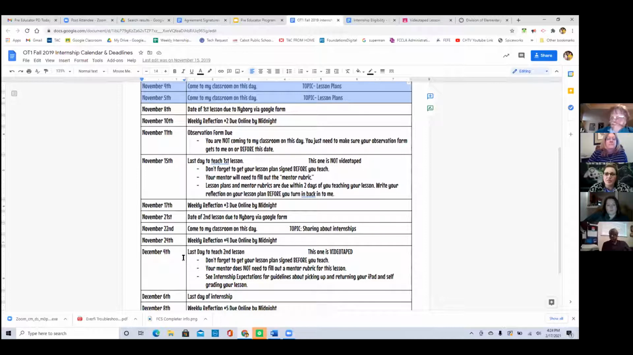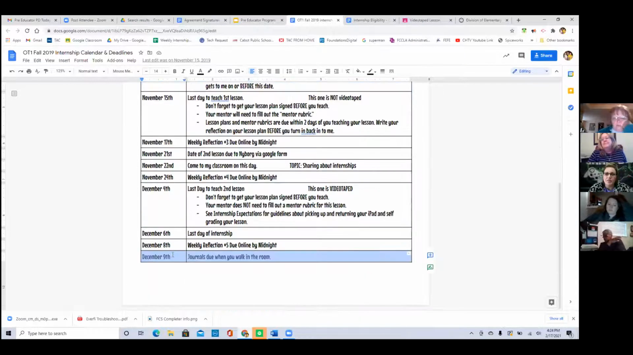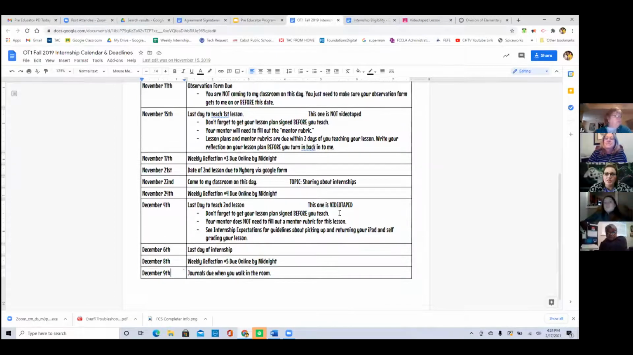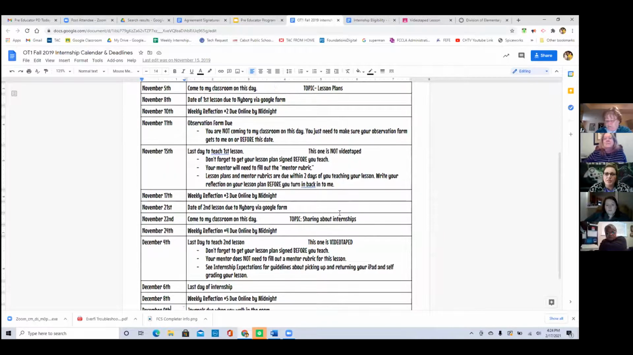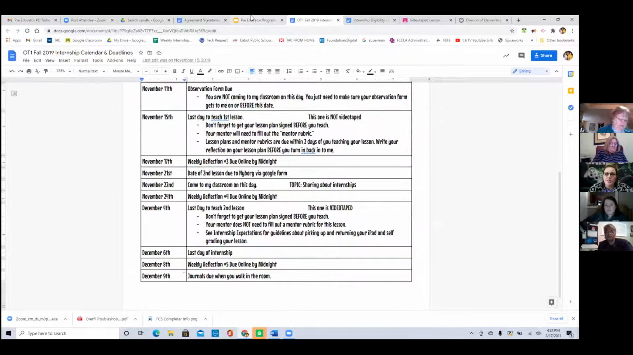And then they have journals, and those are due when they walk in the room on the first day back after internships are over. While they're there, they teach two lessons. For the one that is not videotaped, their mentor has to fill out a rubric, and they don't get the grade the mentor gives them. They get a completion grade just for turning it in to me. Okay, any questions about any of this? Okay.